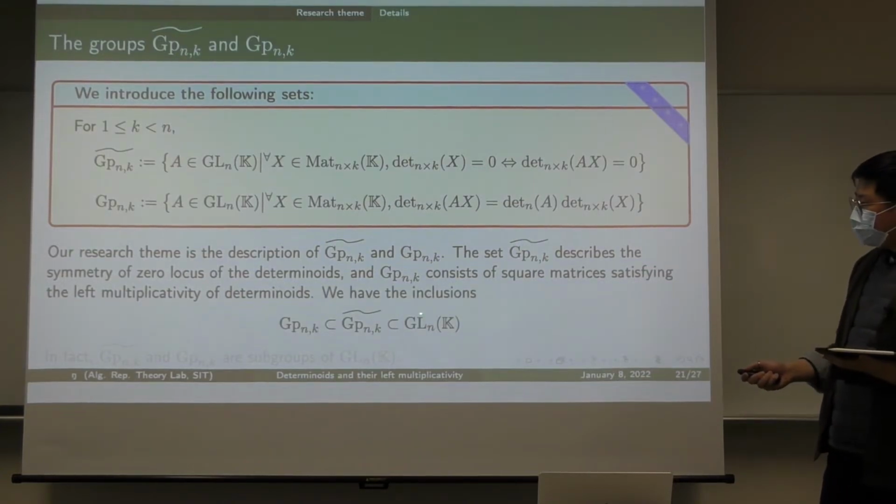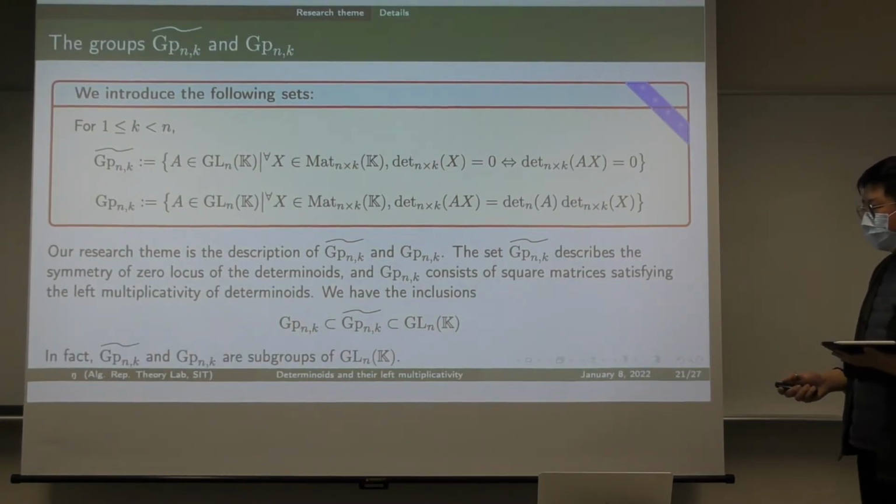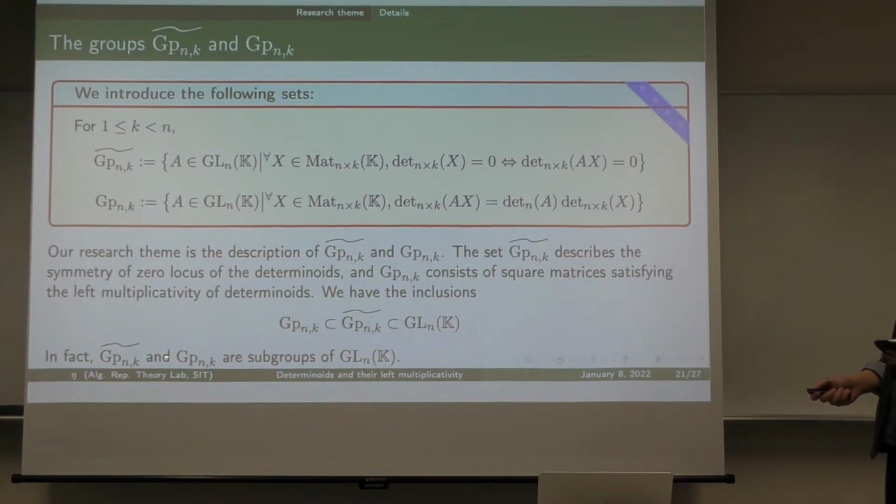And we have the following inclusions. GLNK includes GPNK tilde, which includes GPNK. And in fact, GPNK tilde and GPNK are subgroups of GLNK. So in fact, it is a group.